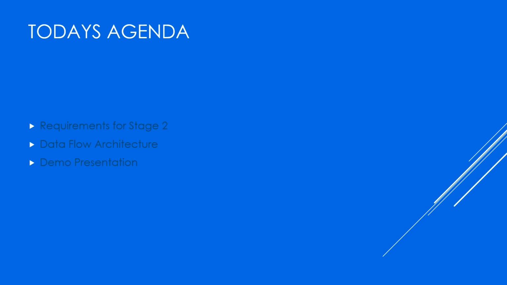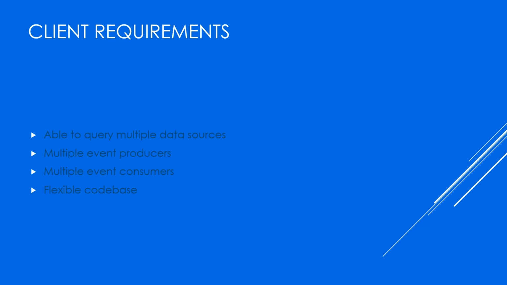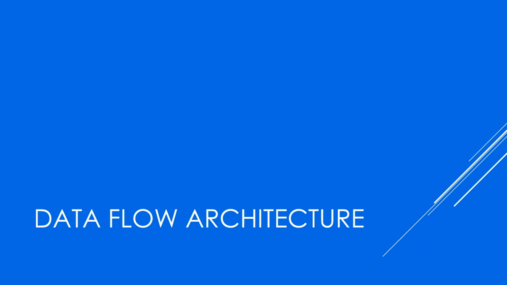The items on today's agenda are the requirements for stage 2, the Dataflow Architecture, and a demo presentation. The requirements we will try to meet with this proof of concept are: able to query multiple data sources, multiple event producers, multiple event consumers, and a flexible code base. So now that we have our requirements, let's look at the Dataflow architecture.